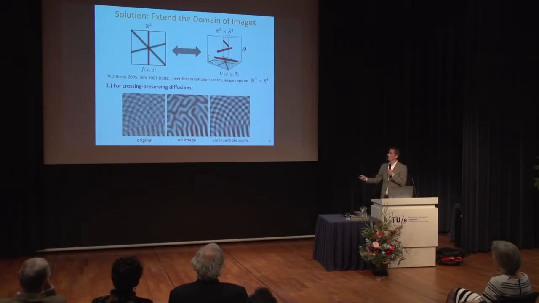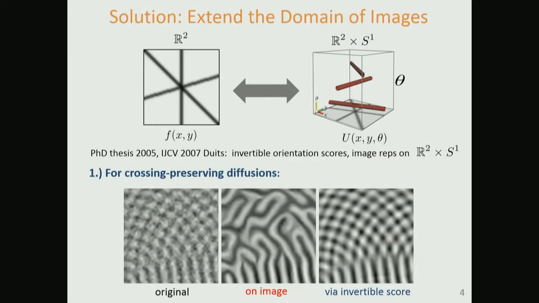This is useful for crossing preserving diffusions. If you do a nonlinear diffusion directly on the image domain and you put a high diffusion time, then typically you get these artifacts because it's steered by the direction of the gradient in the image, and this is not a well-defined feature there. So you get artificial patterns. Whereas if you do the diffusions, the flows in this extended space of positions and orientations, then these particles cannot collide, and then we get a good enhancement. So it's useful for denoising via crossing preserving diffusions, for example.